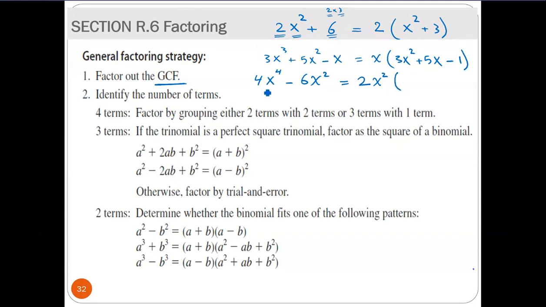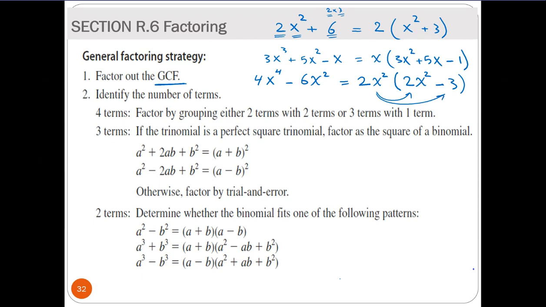So look at this, 4 divide 2 we have 2, x to the power 4 we take x squared, so still x squared minus negative 6 over 2 negative 3 and we already take as common factor x squared, so we don't have x in the second term. Okay, now 2x squared. If you need to check this is correct or incorrect, you can multiply.